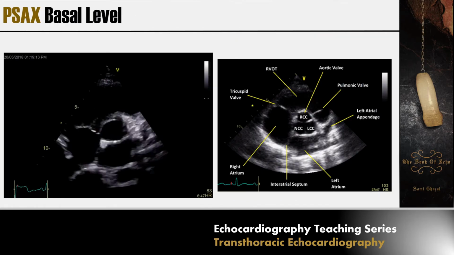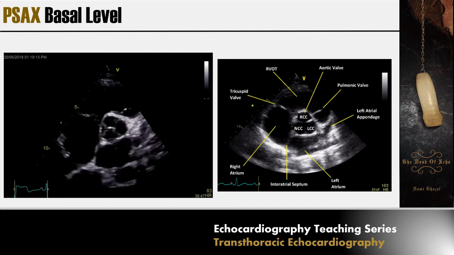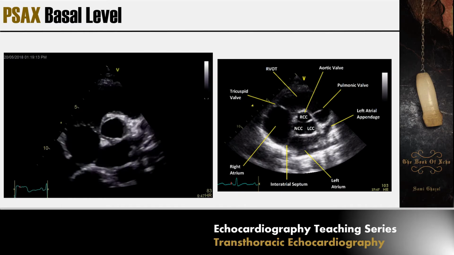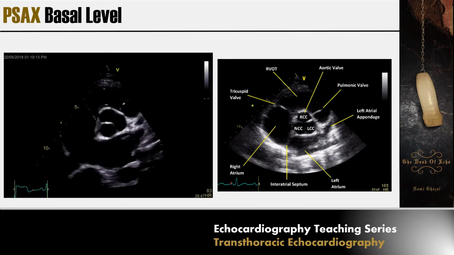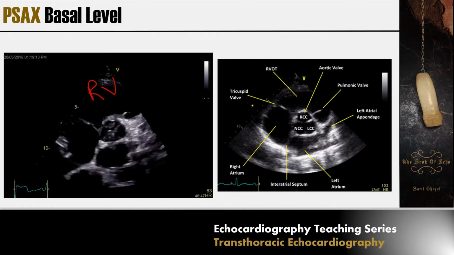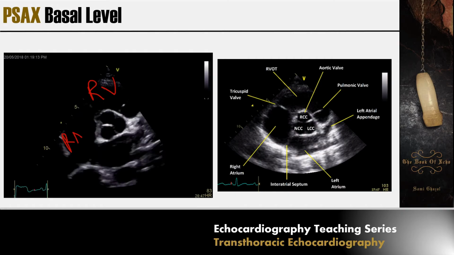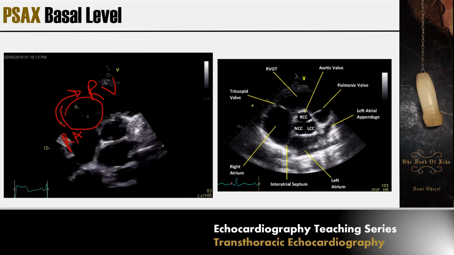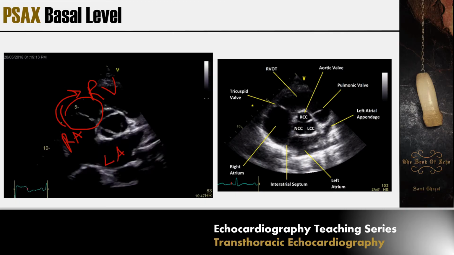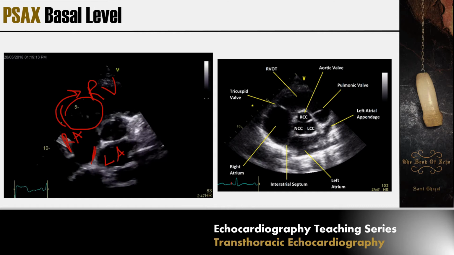So this is the parasternal short axis view, the basal level, at the level of the aortic valve. As you can see, this is the aortic valve. The RV is here. This is the RA emptying into the RV, and you have the tricuspid valve here. This is the left atrium, and between LA and RA is the interatrial septum.